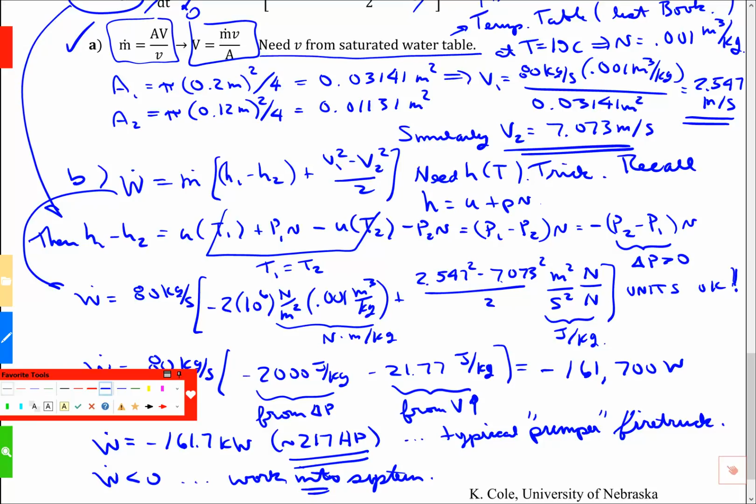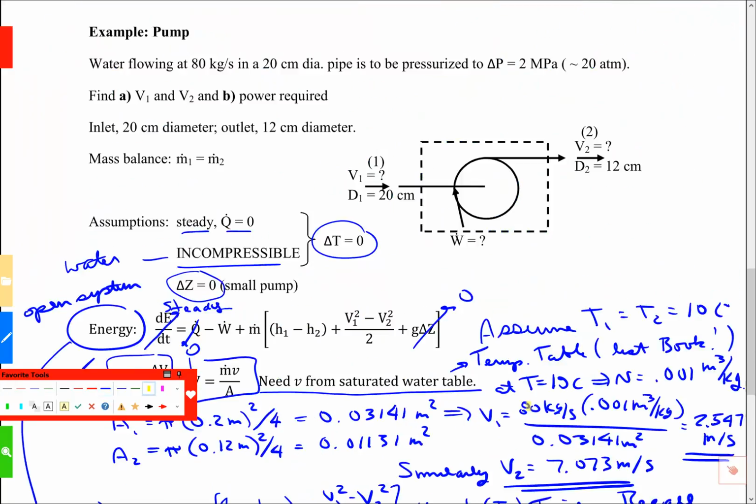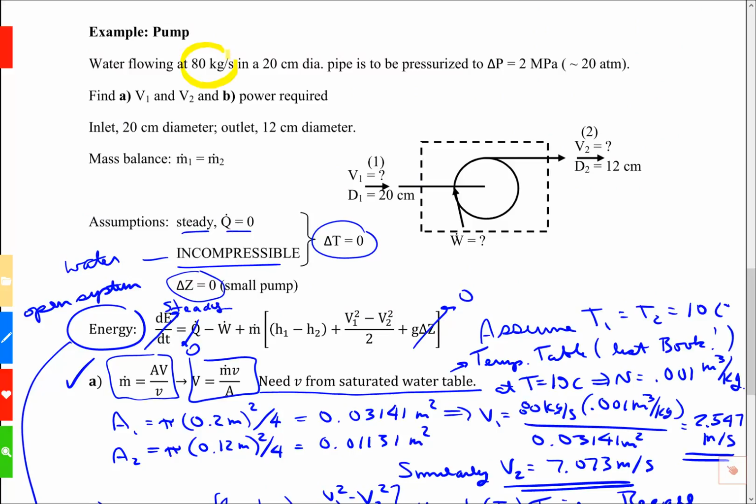Let's recap. We've got a water pump. We're told what the mass flow is and what the amount of pressurization we're getting. The usual assumptions for a water pump are that the flow is steady, there's no heat transfer, and if it's water, it's incompressible, so there's no mechanism for temperature change. We found the velocities from the definition of mass flow and from the size of the pipes. We needed some properties.